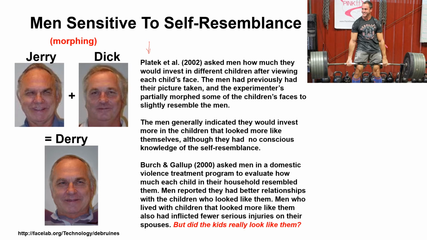Men in a domestic violence treatment program were asked to evaluate how much each of their children in the household resembled them, and men reported they had better relationships and were less likely to abuse those children who looked like them. Men who lived with children that looked more like them also had inflicted fewer serious injuries on their spouses. But did the kids really look like them? That's the question we have to ask, and we'll get to that on the next slide: what about if we have external judges rate this rather than the self-report?